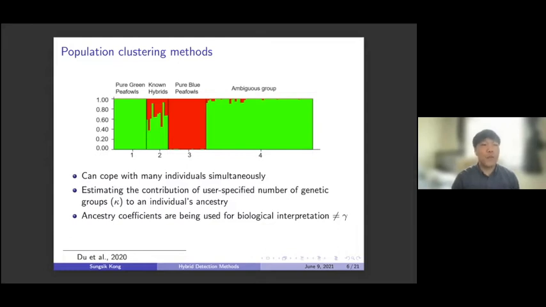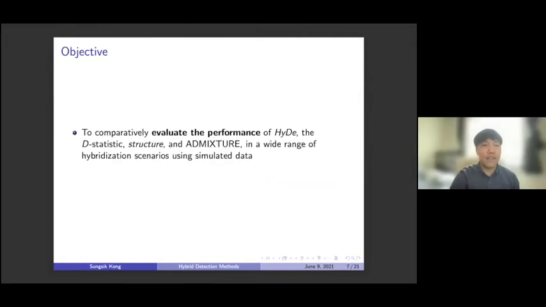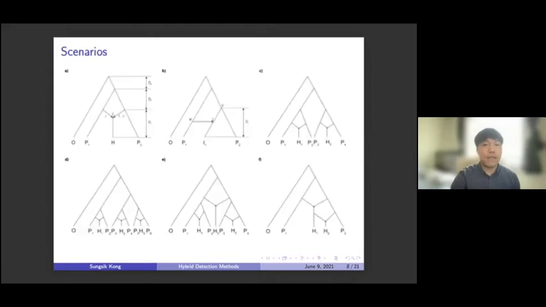And moreover, it is important to stress that the ancestry coefficients are not the same as gamma, although they are being used indiscriminately in practice. So in this study, our goal is to comparatively evaluate the performance of the discussed 4 common methods for hybrid detection using simulation in a wide range of hybridization scenarios. And we discuss their appropriateness in hybridization studies.